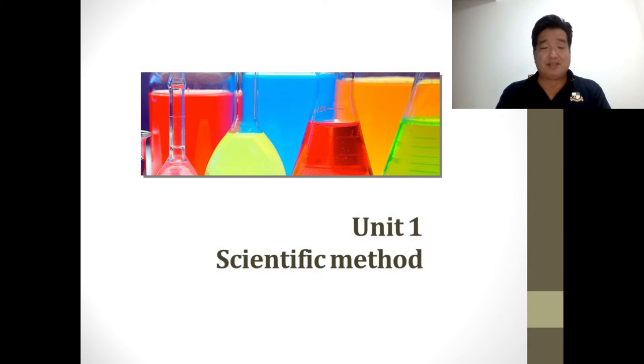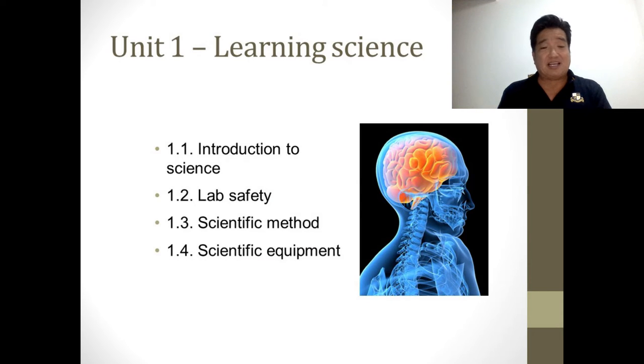Unit 1, Scientific Method, deals with Introduction to Science, Lab Safety, Scientific Method, and Scientific Equipment. So this is the part where the student will learn how to think like a scientist, and they do experiments, and we show them what science is really about.